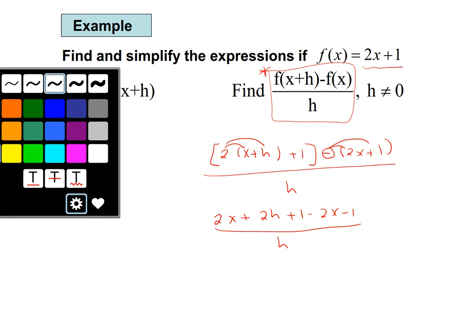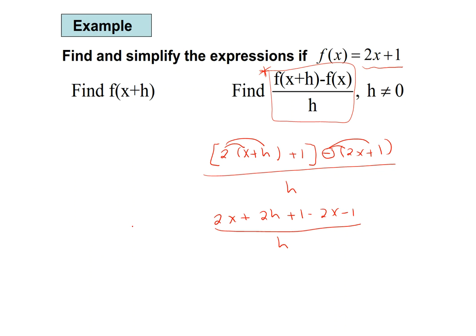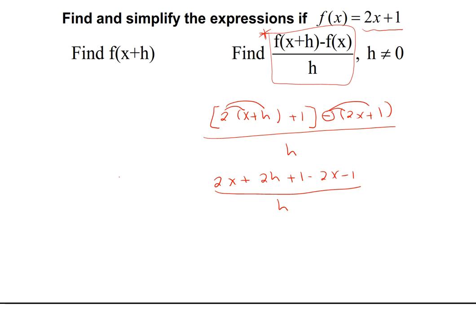All right, so now we want to combine the like terms. So I have 2x, and then I have a minus 2x, so they will cancel each other out. Then I have 2h, so I don't have anything to combine that with, so I'll just write that down. Then I have the plus 1 and minus 1. They cancel each other out, all over h. So now that simplifies to be 2 times h divided by h. So since I have that factor of h in my numerator and my denominator, I can cancel those h's. That leaves me with 2.